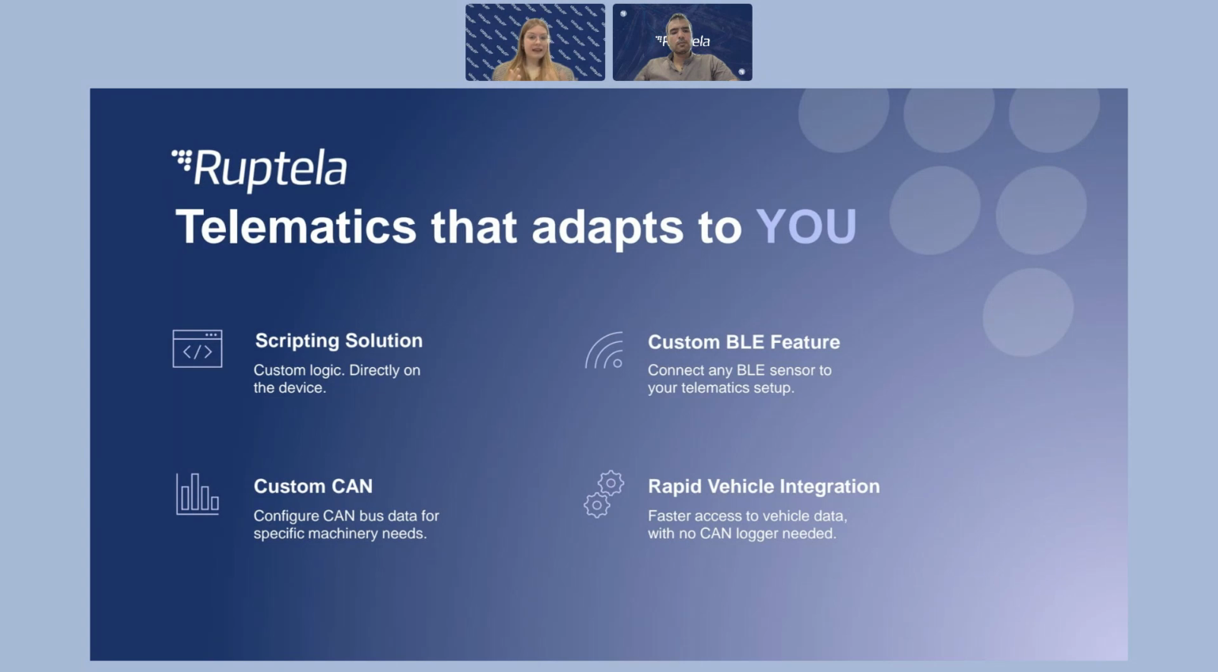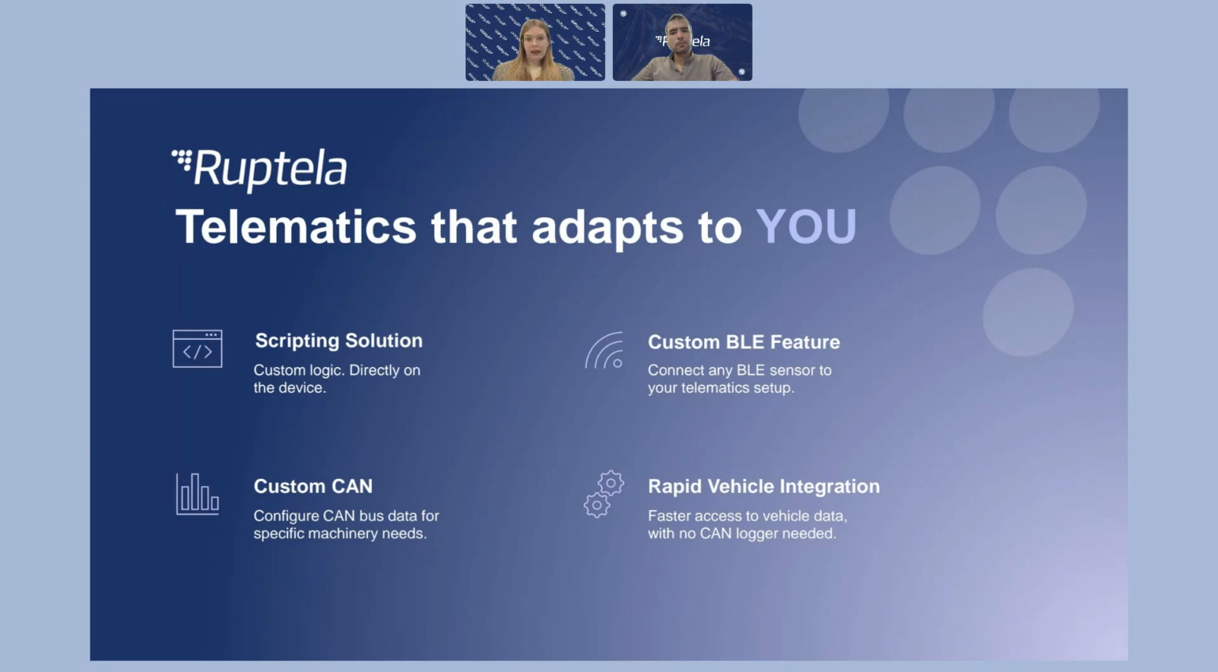So the next feature is custom Bluetooth, which we're going to be talking about today. Custom Bluetooth, in short, allows you to connect virtually any Bluetooth low energy sensor to your telematics device. This means you can collect data from temperature sensors, fuel sensors, tags, beacons, and many other Bluetooth accessories without waiting for dedicated firmware support. We also offer at Ruptela custom CAN functionality.